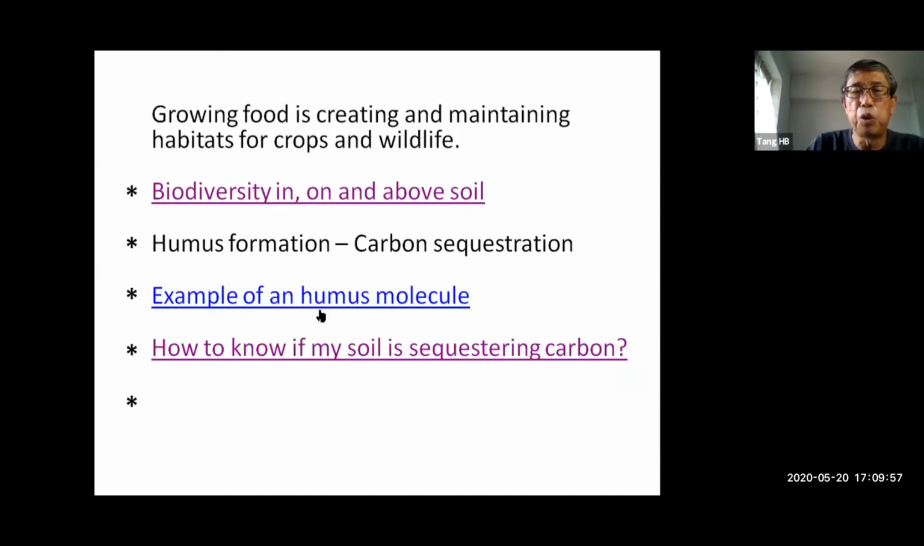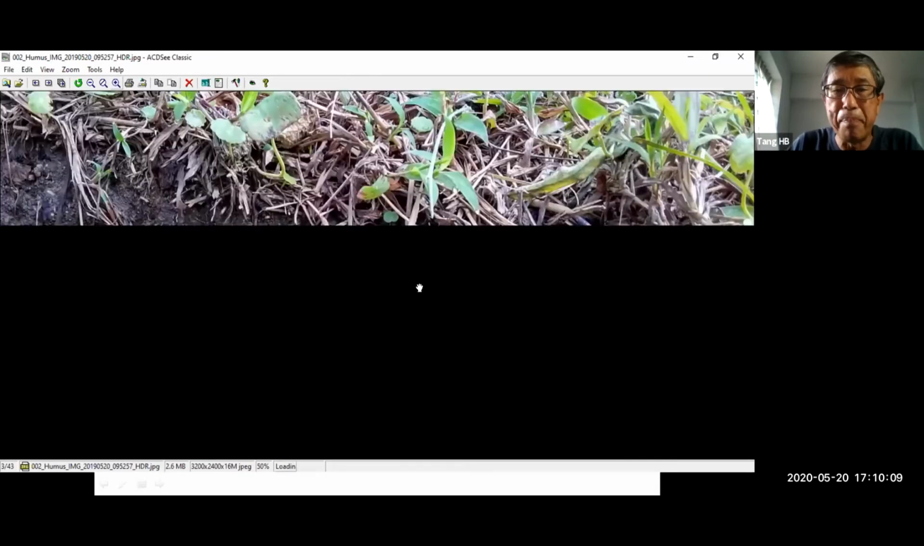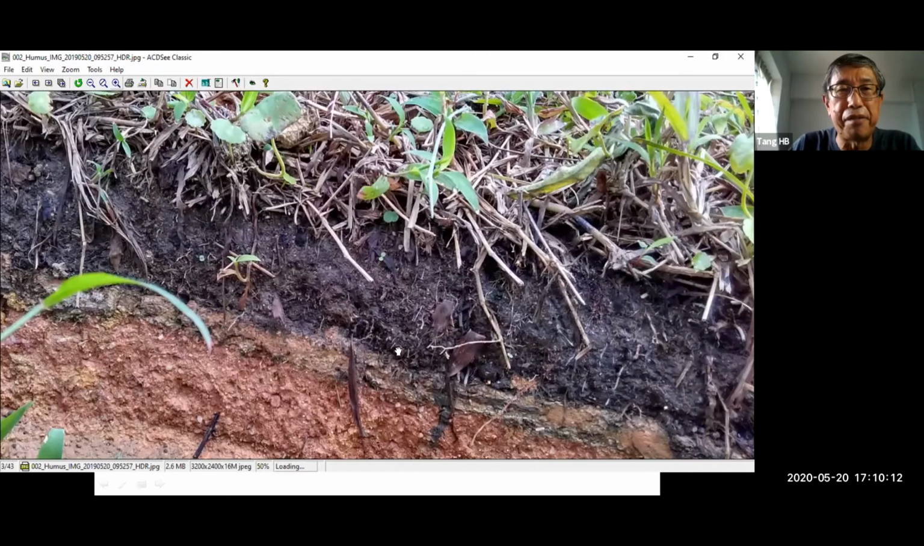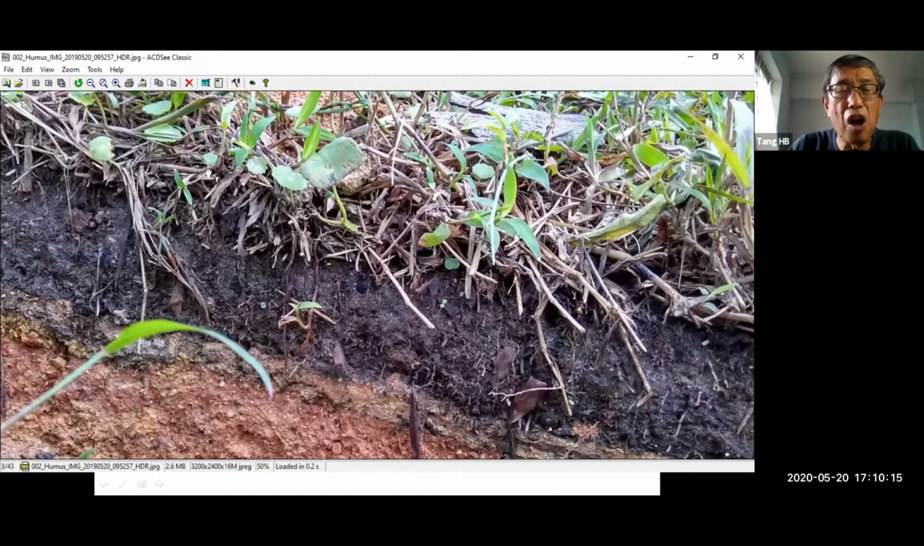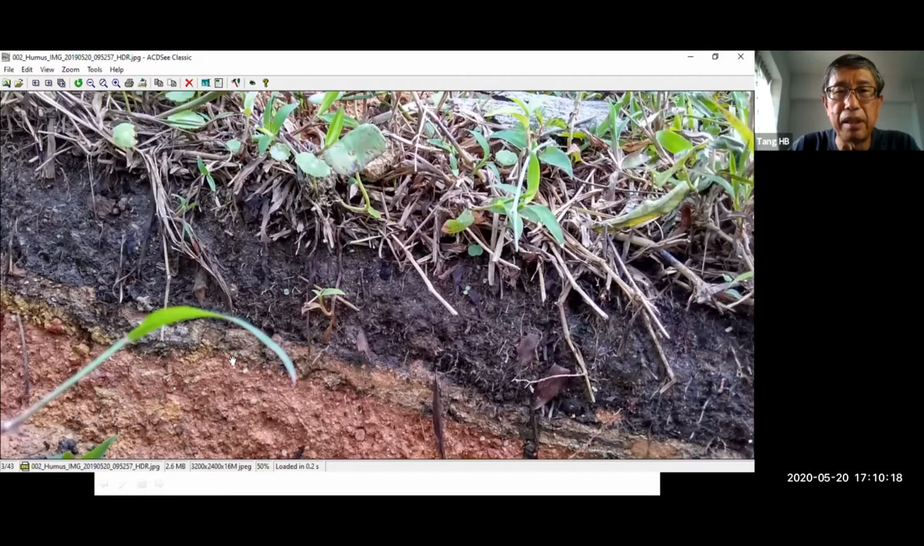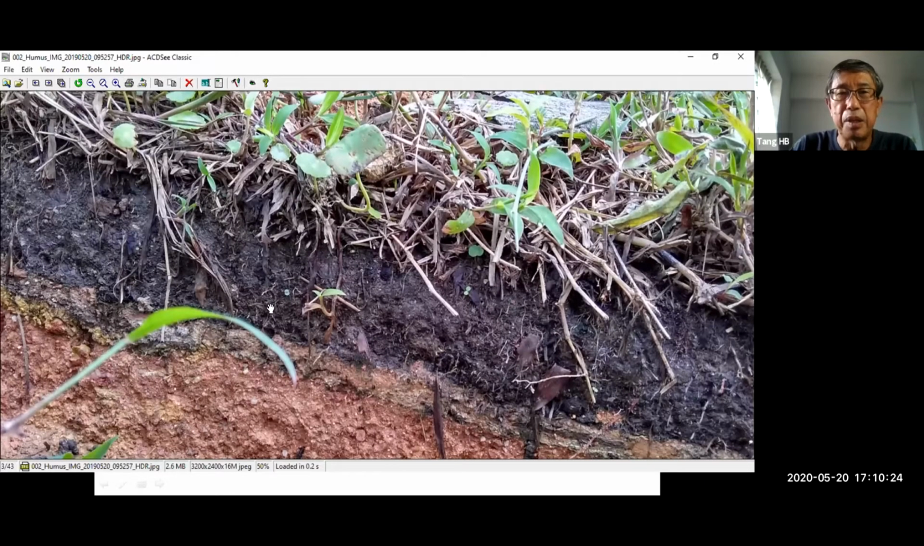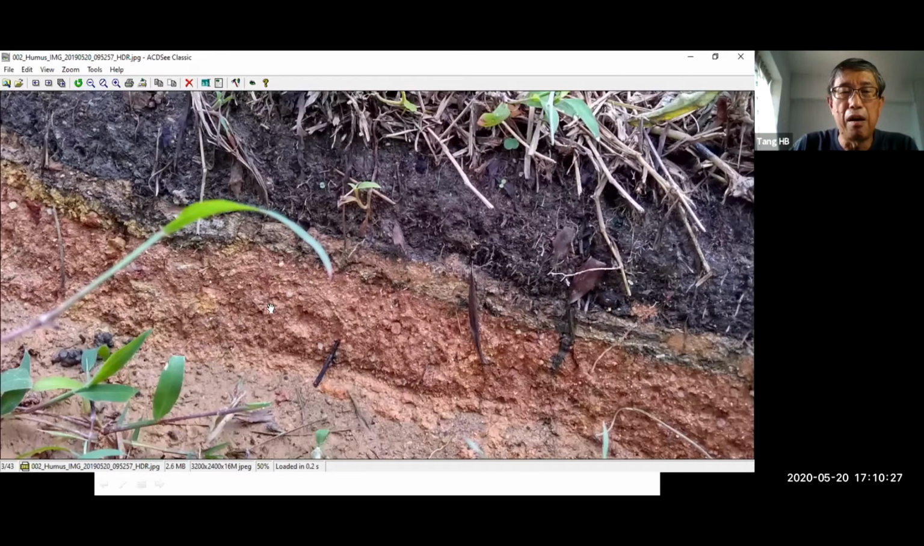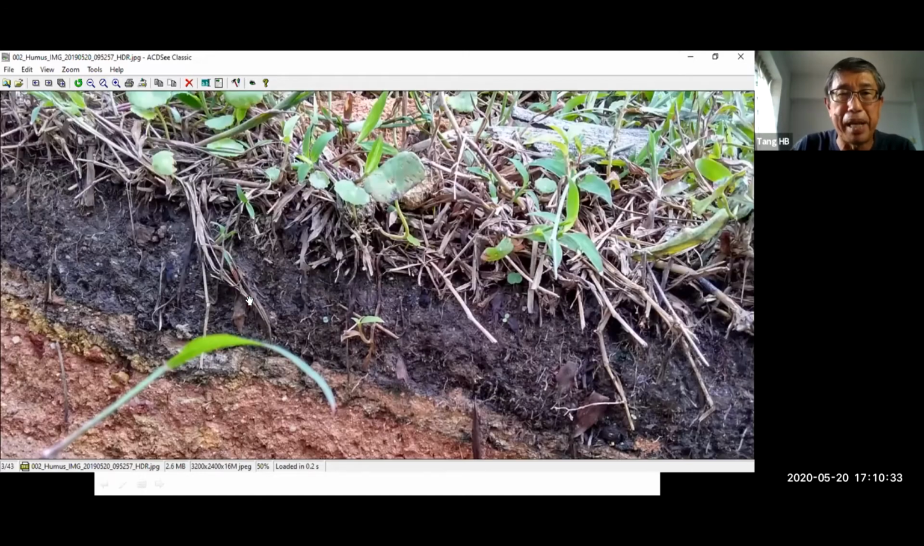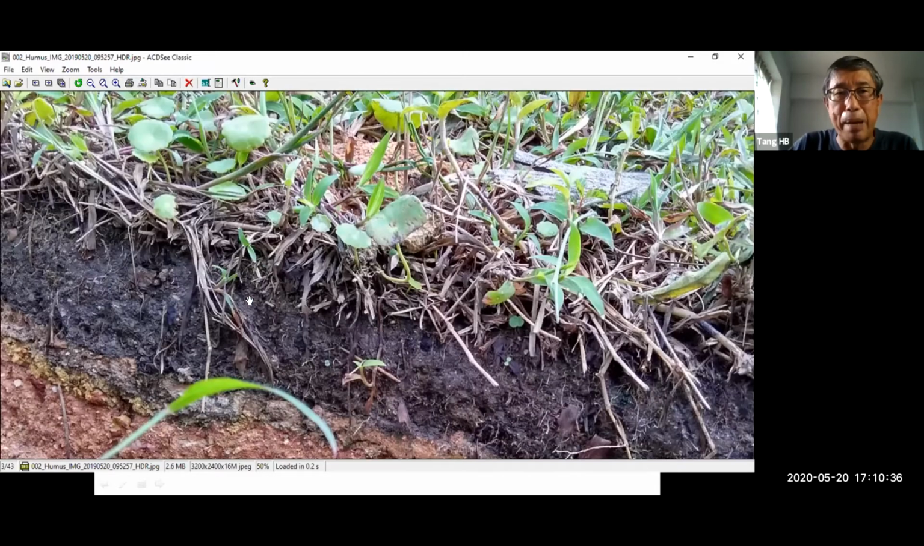And how do I know if my soil is sequestering carbon? Well, I don't need to use very sophisticated scientific methods to check that. I can just observe. You can see this picture here. The top layer is very rich in humus. The bottom layer is actually still the original soil, which is compacted red clay soil containing very little organic matter. So this picture was taken a few years ago in one of the places I farmed in. This is just next to my plot, outside my plot actually.